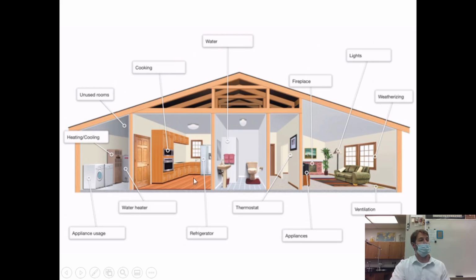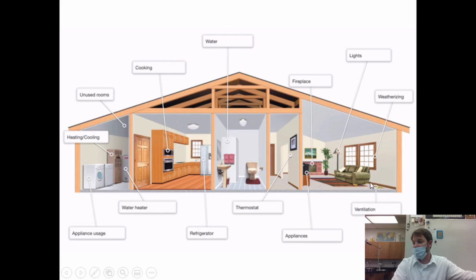These are all parts of your home that can be enhanced for energy efficiency. Heating and cooling appliances, cooking appliances, water appliances. Those are all areas where you could buy better devices that use electricity. Unused rooms not heated. So if you don't heat that area, you're going to save a lot of energy.